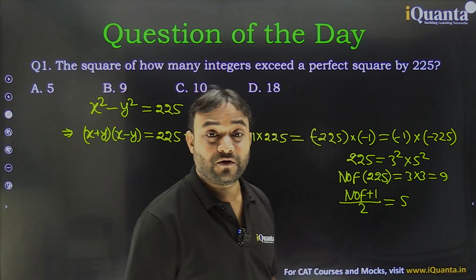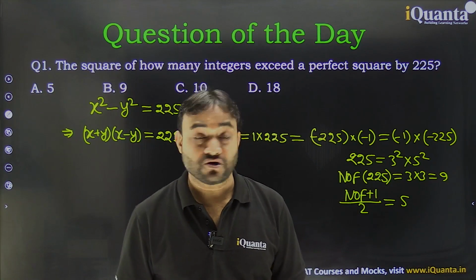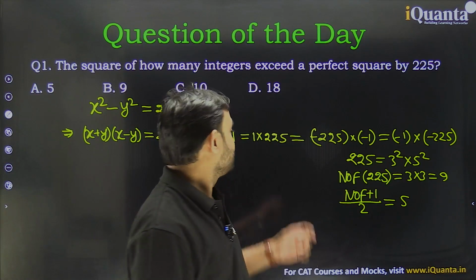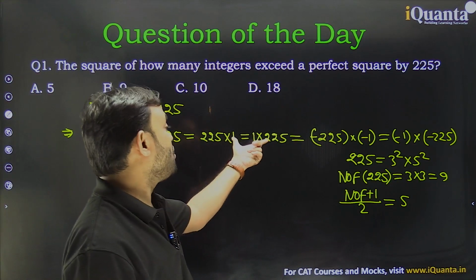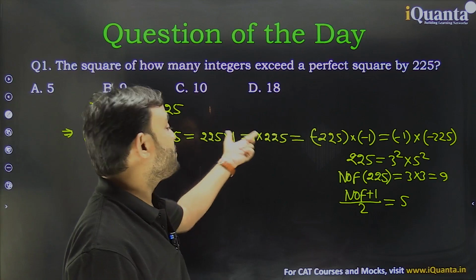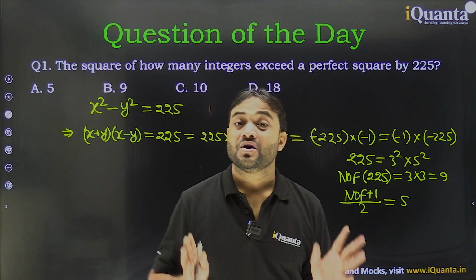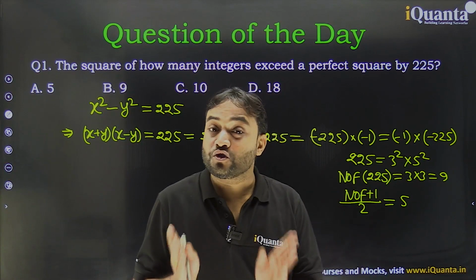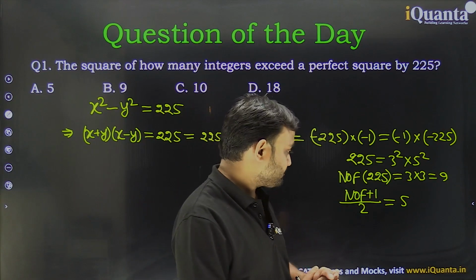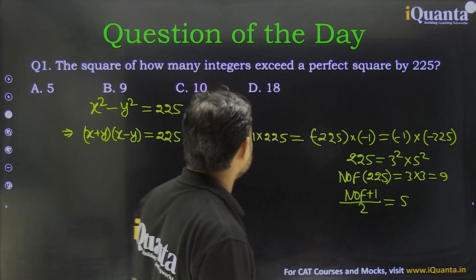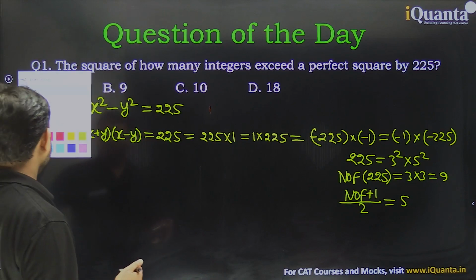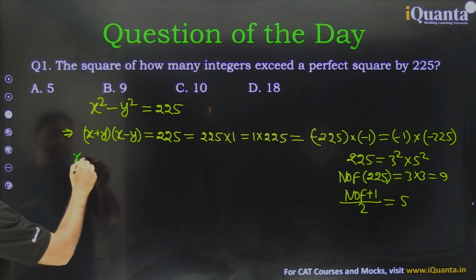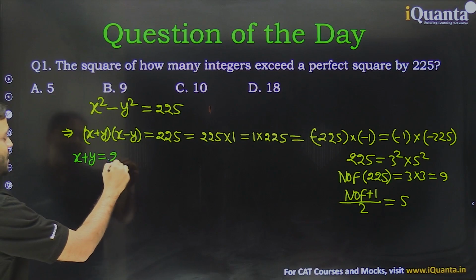So basically we will have 5 unordered pairs, not ordered, unordered pairs. This one and this one are two ordered pairs, otherwise one unordered pair. So there will be 5 pairs where both the numbers are positive, right? So how many ways can we write this? For that, let me explain to you how it works.